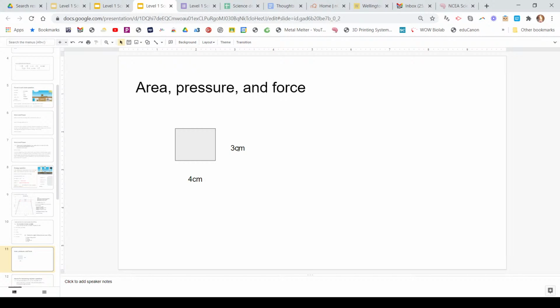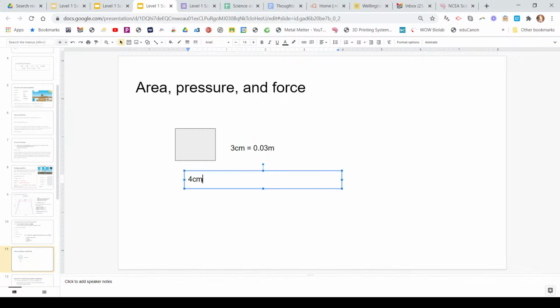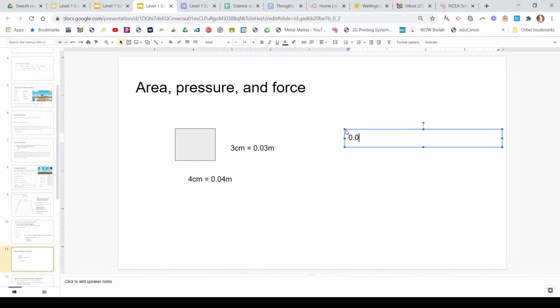I don't like working in centimeters and it doesn't fit with the equation, so we're going to convert that into meters. We know that for 3 centimeters, there's 100 centimeters in a meter, so we can divide that 3 by 100 to give us 0.03 meters, and the 4 centimeters is 0.04 meters. Now when we multiply these together, we're going to get the right units in meters squared that we can use in our equation. And so 0.03 times 0.04 should come out at, what's that going to be, 0.0004.